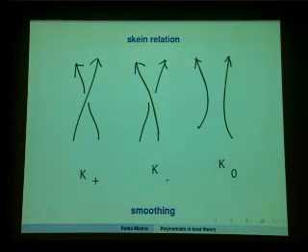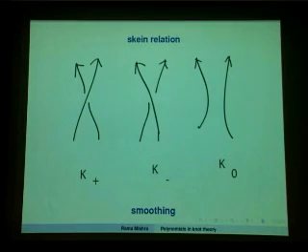The second one is K minus, and the third one is where, matching the orientation, you just split, you avoid the crossing, and you say you have smoothened it. So K plus, K minus, K naught, these 3 are said to be in Skein relation. They are Skein related diagrams.